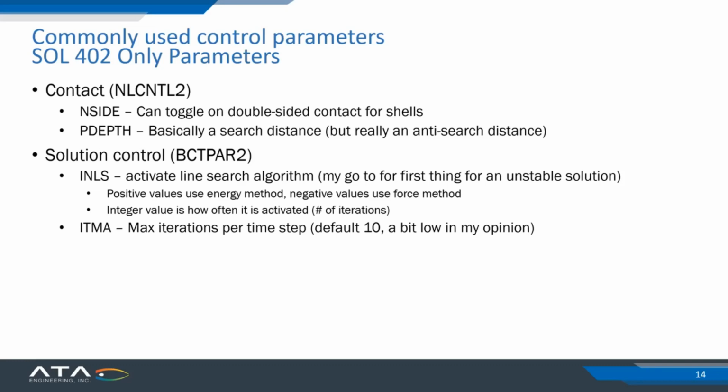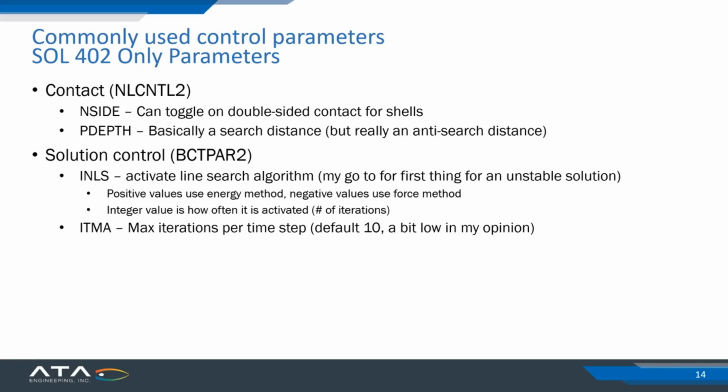There's also the p-depth parameter, which is basically your search distance parameter that you're defining in solution 402, which is in a slightly different spot than the 401, which is why I mention it here. In terms of solution control, the one that I find myself using a lot in 402 is the line search parameter, the INLS. If I have a solution 402 that's behaving a little bit unstably or not converging well, line search is something I almost always am going to consider turning on.